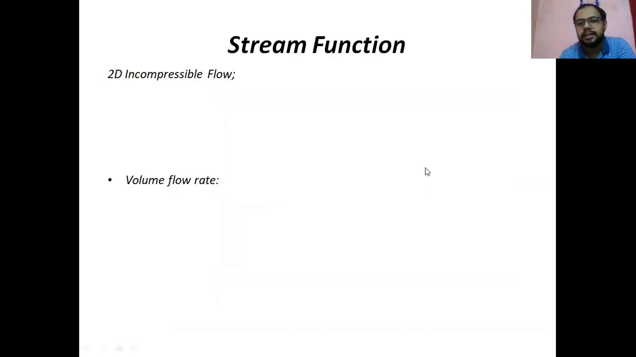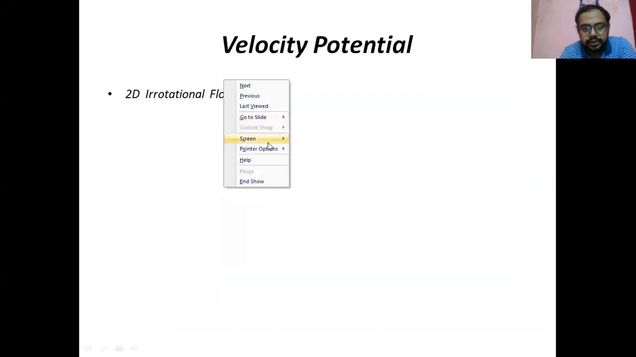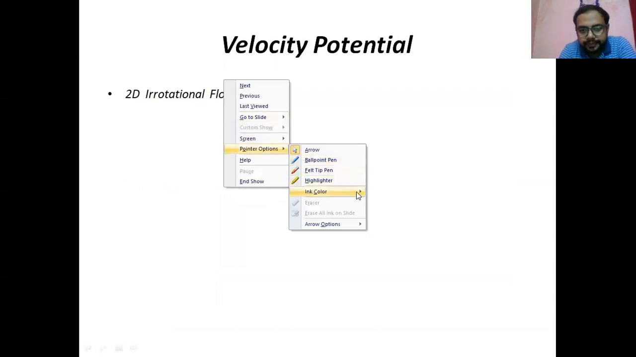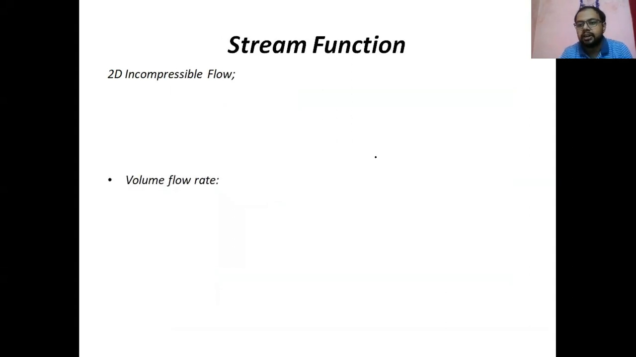So now we'll see the concept of the stream function in the case of two-dimensional incompressible flow. Just come back to what it means by incompressible flow. Again, a recapitulation one more time: the divergence of the velocity vector is equal to 0.